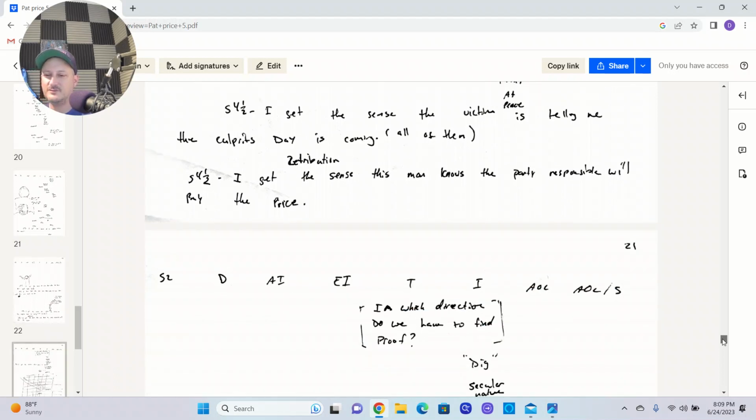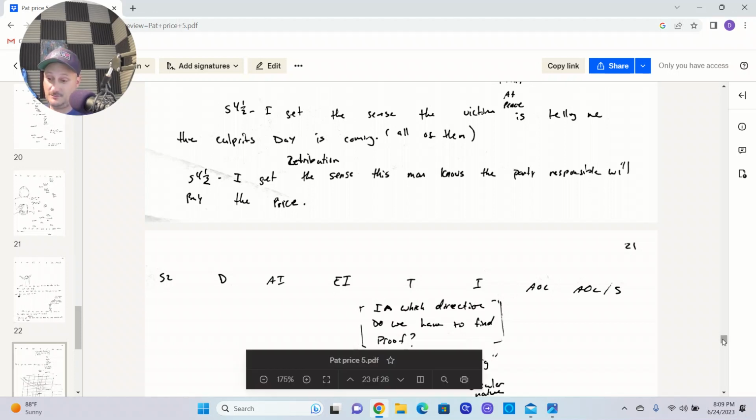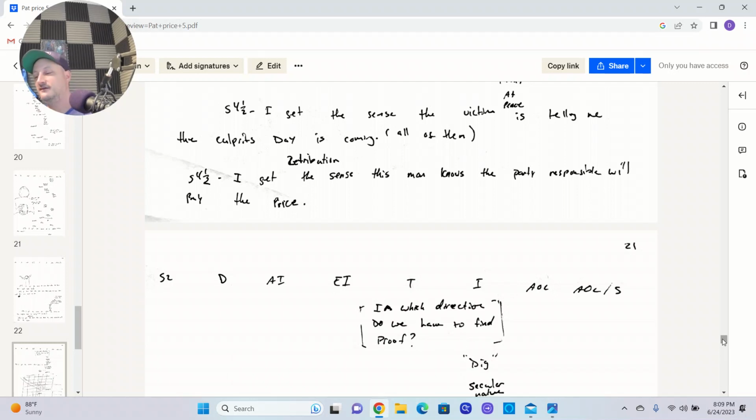Get the sense the victim is telling me the culprit's day is coming. All of them. A sense of retribution. This is really, really interesting. I really love this about the session, the way the words come together here. I get the sense this man knows the party responsible now, since this session, and they will pay the price.